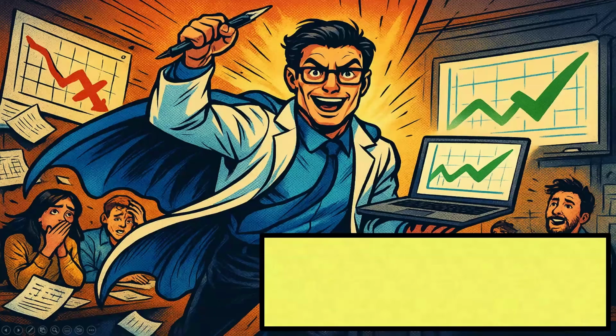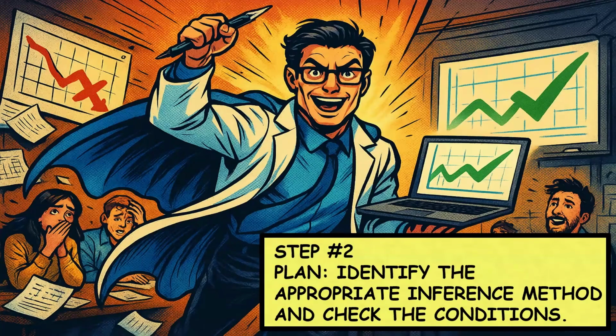We then go to step two, and step two is very important when you're using SPSS, because SPSS will not check this for you, and it will crunch numbers that maybe it shouldn't be crunching. So step two is to identify the appropriate inference method and check the conditions.